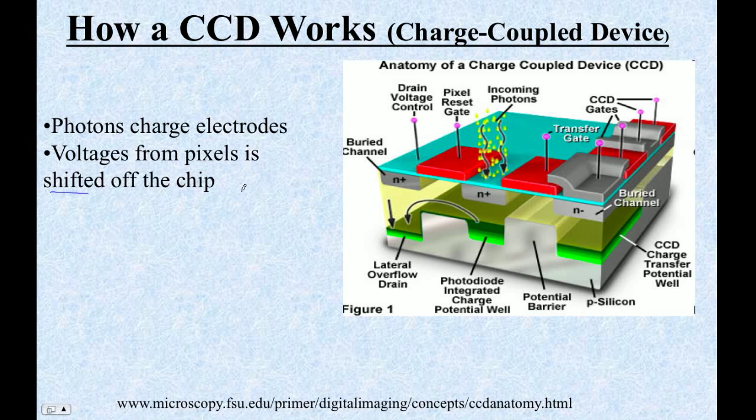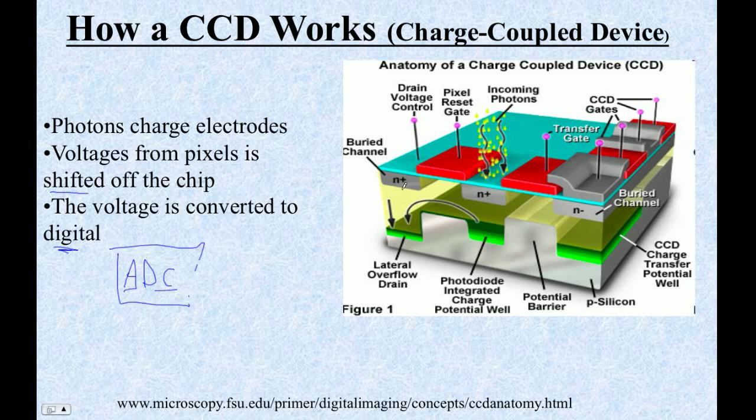So this is why CCD devices, the camera's got a lot of work to do after a picture is taken. Then the voltage is converted to digital. There's an analog to digital converter that's humming along. It's got to read every single pixel. So if you've got a million pixels, it's going to do a million readings, which it can do pretty fast.